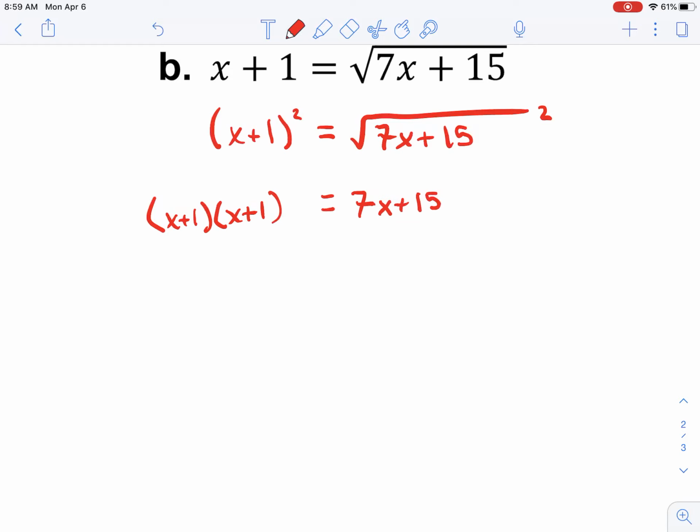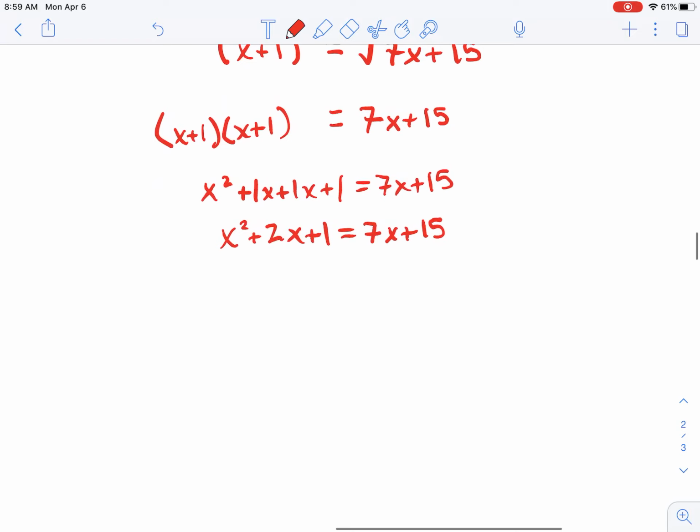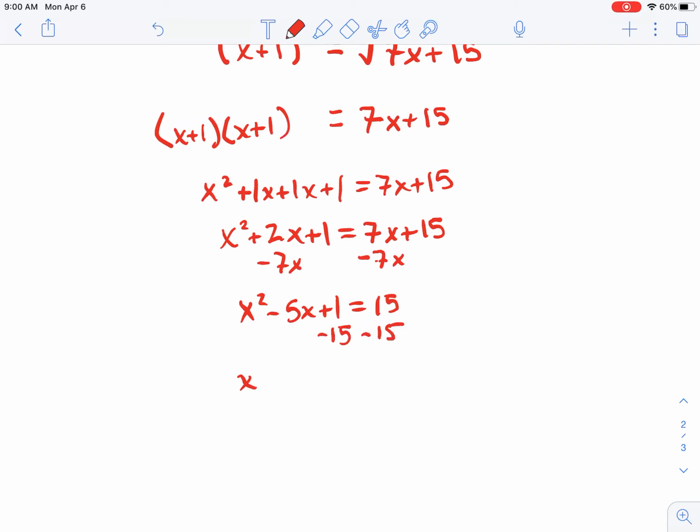Okay, we have to expand it, and then you FOIL. So x times x would be x squared, and then we'll have a plus 1x plus 1x plus 1 equals 7x plus 15. So this is x squared plus 2x plus 1 equals 7x plus 15. Well, how the heck do we solve this? Well, you want one side to be equal to 0. So I'm going to go ahead and subtract 7x from both sides. So I have x squared minus 5x plus 1 equals 15. Now I'm going to subtract 15 from both sides. So you'll have x squared minus 5x minus 14 equals 0.